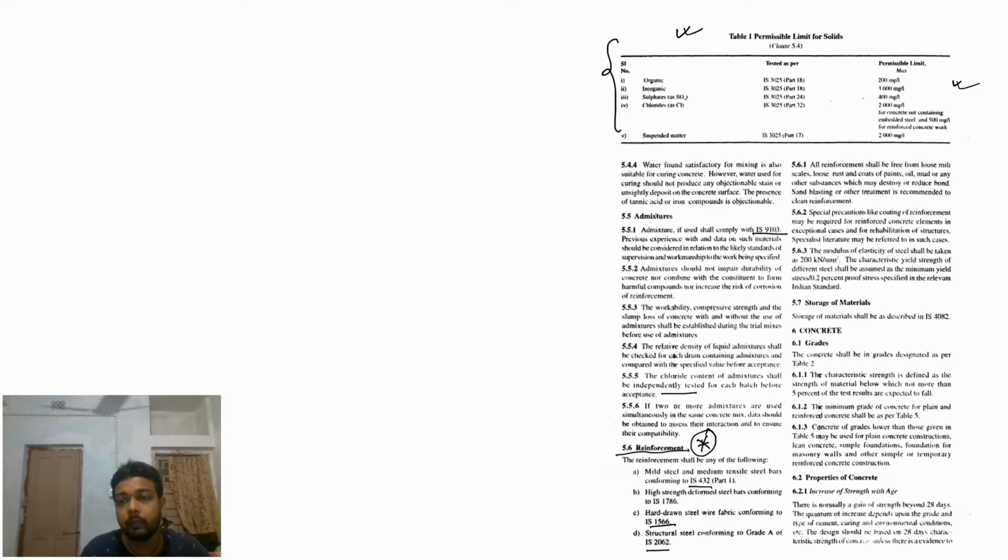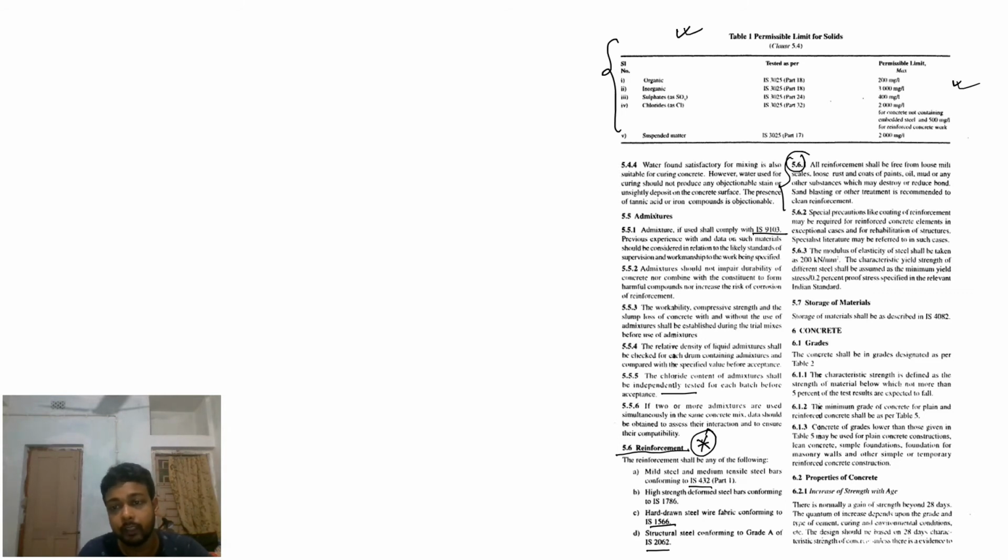All reinforcement shall be free from loose scales and loose rust. That is why when you use a reinforcement bar, if it is old or aged, you should first clean the bar, then use it. Some people use some chemical to protect the bar from corrosion. That is mentioned in the IS code, and that is why we follow this particular step on site. Special precaution like coating of reinforcement, yes, that happens sometimes.